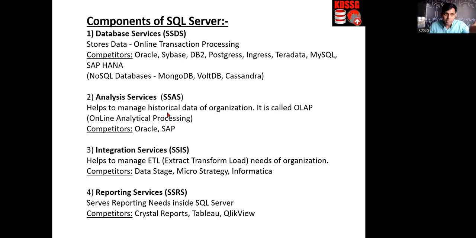What does analysis services store, sir? You tell me. Historical data. Latest data, the last 1 to 5 years, you will store in database services. Any very old data, like 10, 20, or 30 years old, you can store in analysis services. So latest data is stored in database services, and historical data is stored in analysis services.